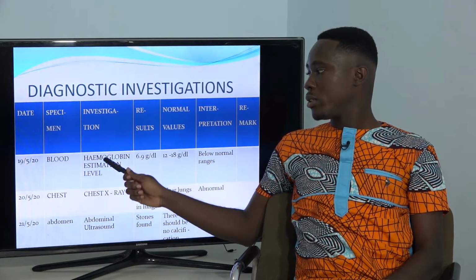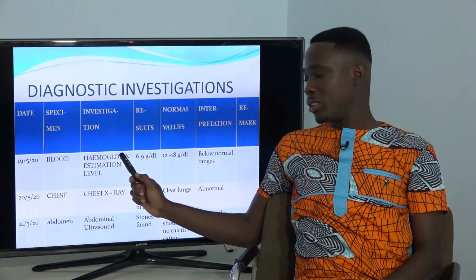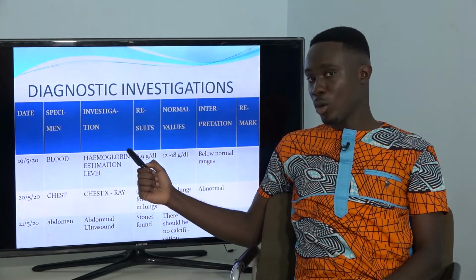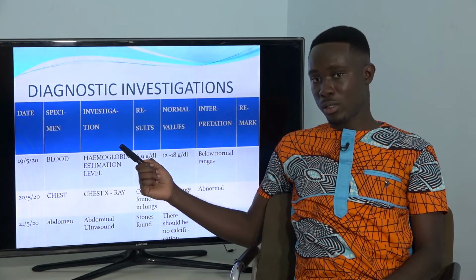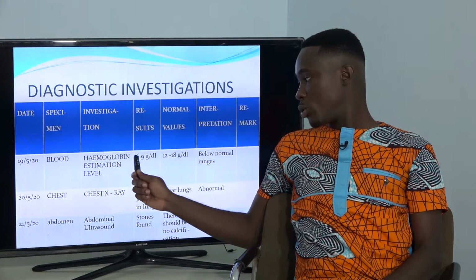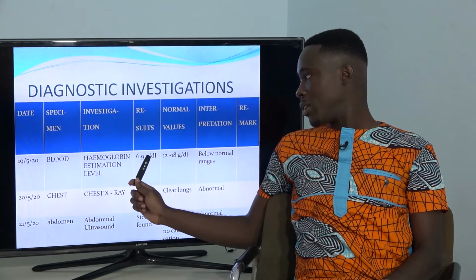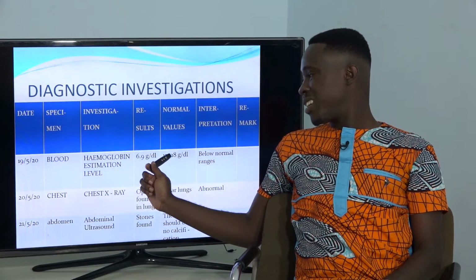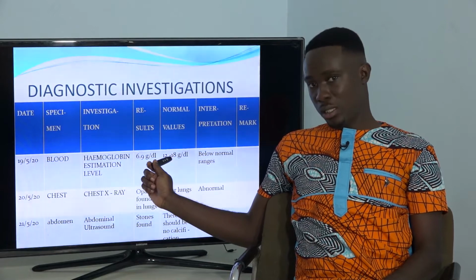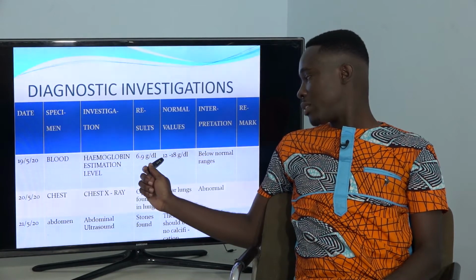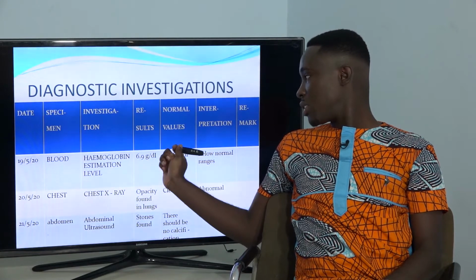So when the investigation is requested, the results will come in, and it will be printed or on the system if the hospital has gone electronic. So you'll see the results there. Here, the result is 6.9, and the normal value for hemoglobin estimation level is 12 to 18 grams per deciliter. So you can see that it's below normal ranges, and that is for the interpretation.